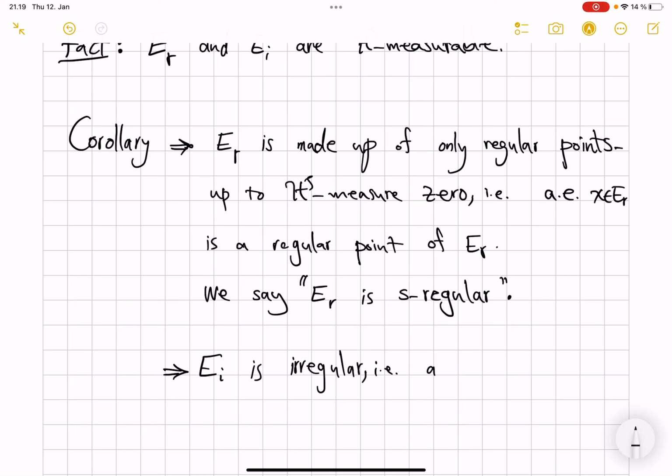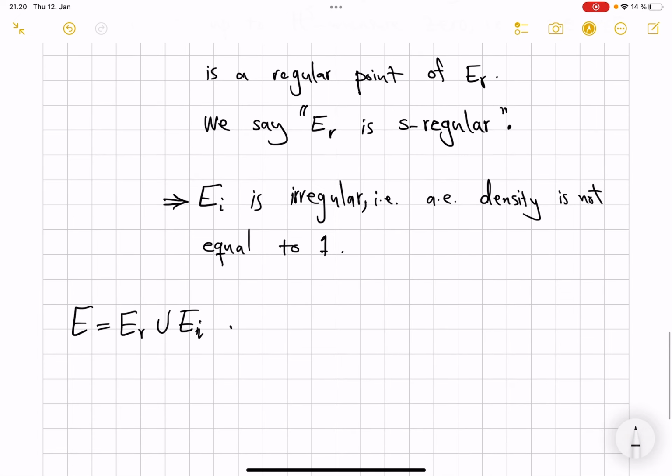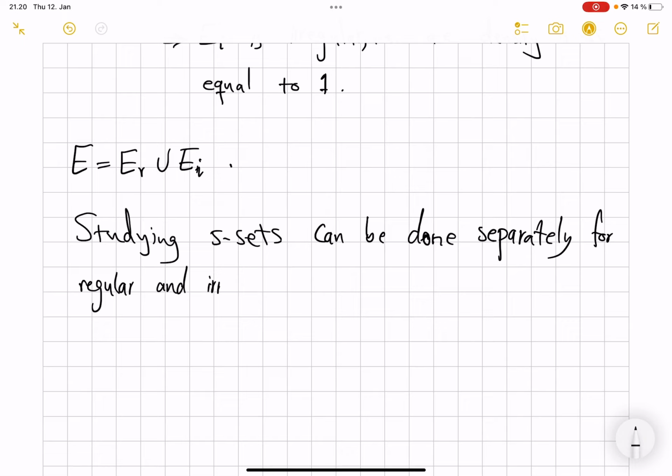That is, almost everywhere the density either does not exist or is not equal to 1 when it does. Obviously E is ER union EI. So what we ended up with is a decomposition theorem: studying S sets, this part is not restrictive, just finite and positive HS measure, can be done separately for regular and irregular ones.